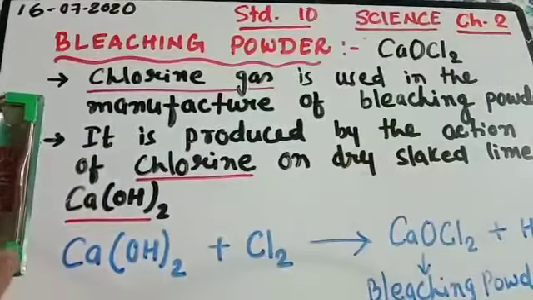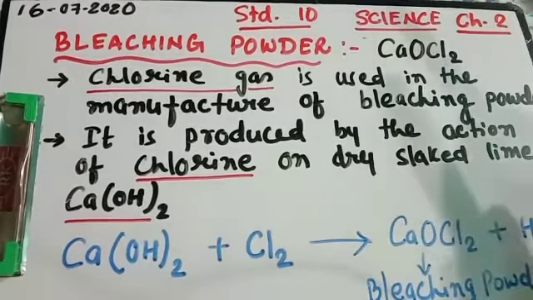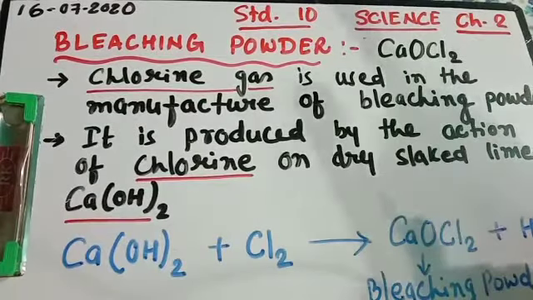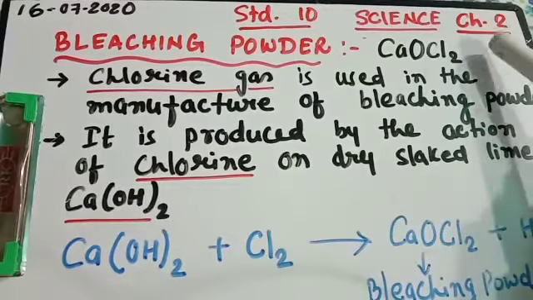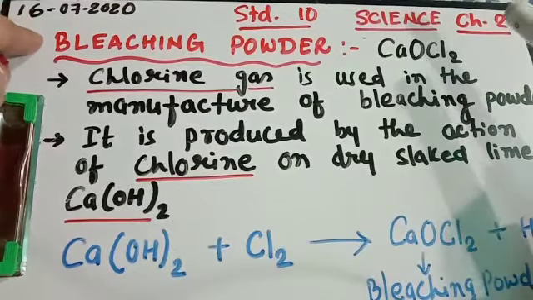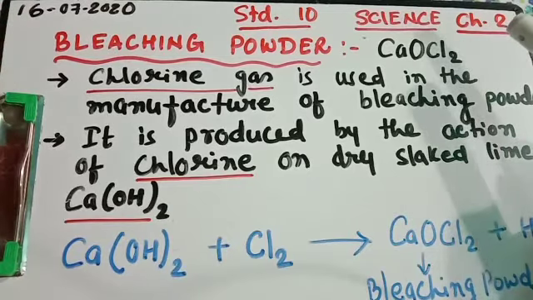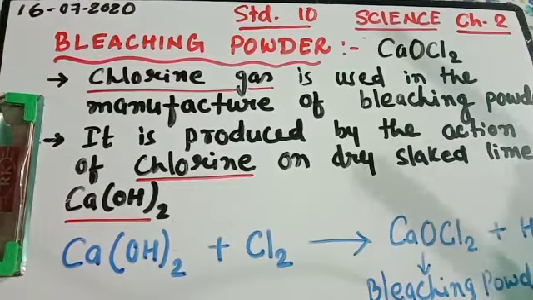How are we getting bleaching powder? First of all, let us go for the formula for bleaching powder. It is CaOCl2, calcium, oxygen and chlorine. With this, two names are there. One is bleaching powder, the general name which we are using in daily life, and another chemical name is also there. How is it prepared?